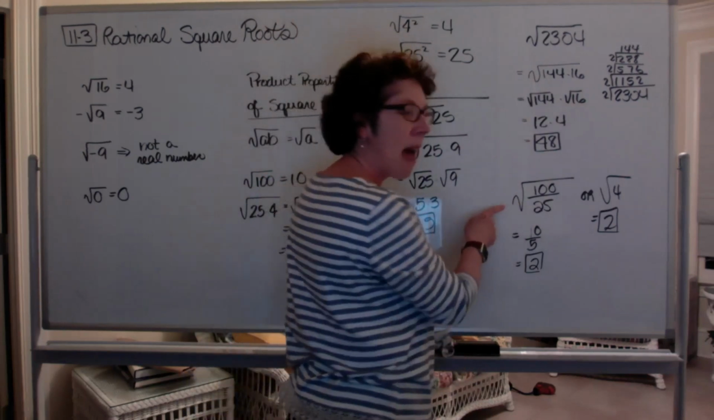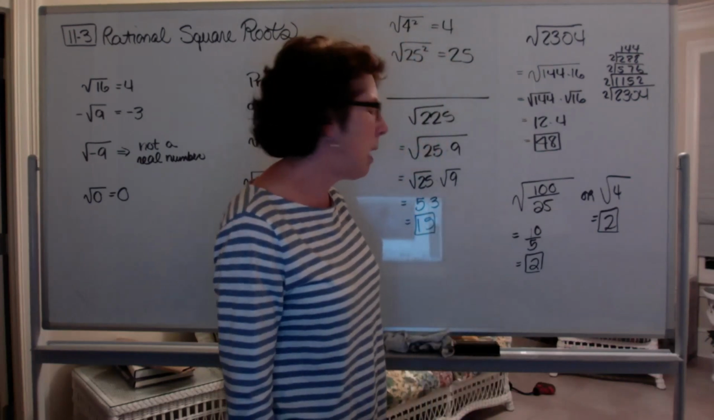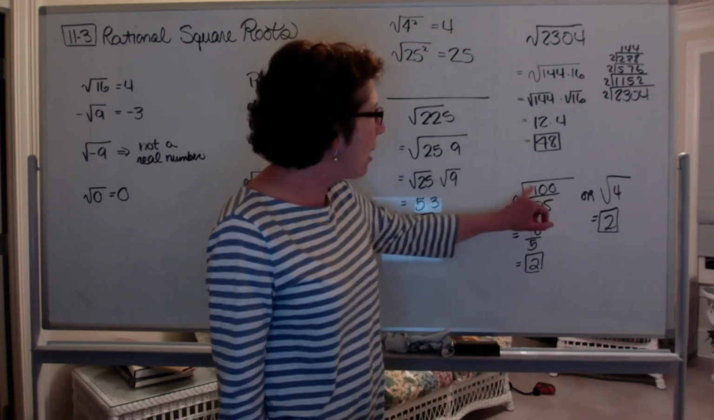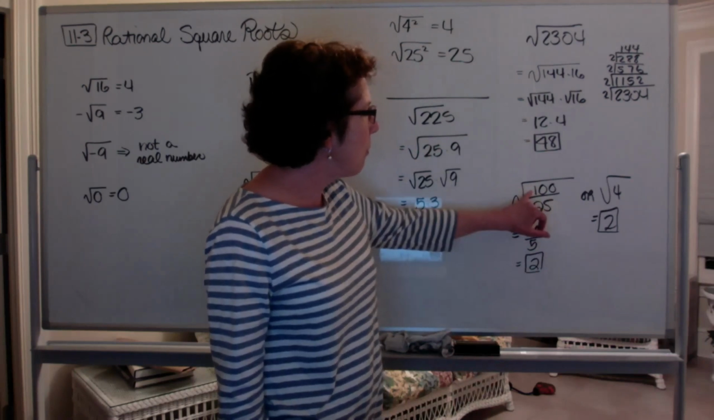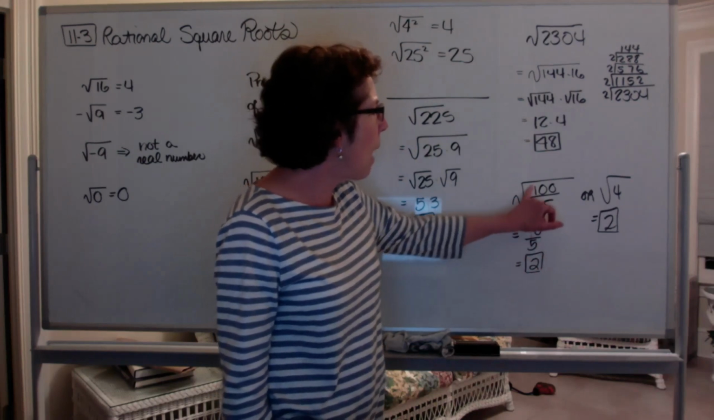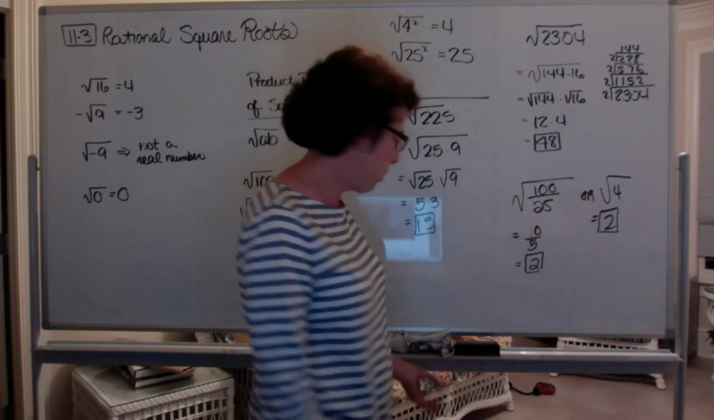Now, how about if I have a fraction? What if I have the fraction of the square root of 100 over 25? Now, I could break that down into the square root of 100 over the square root of 25, which is 10 over 5, which is 2. Or I could reduce this first to 4, and the square root of 4 is 2.